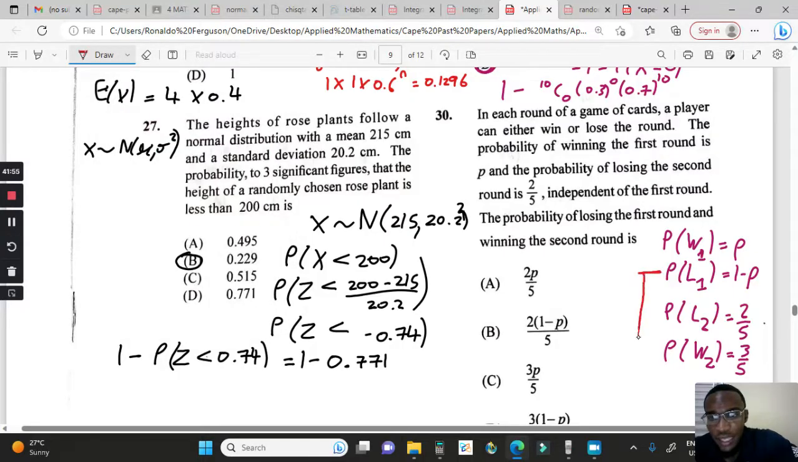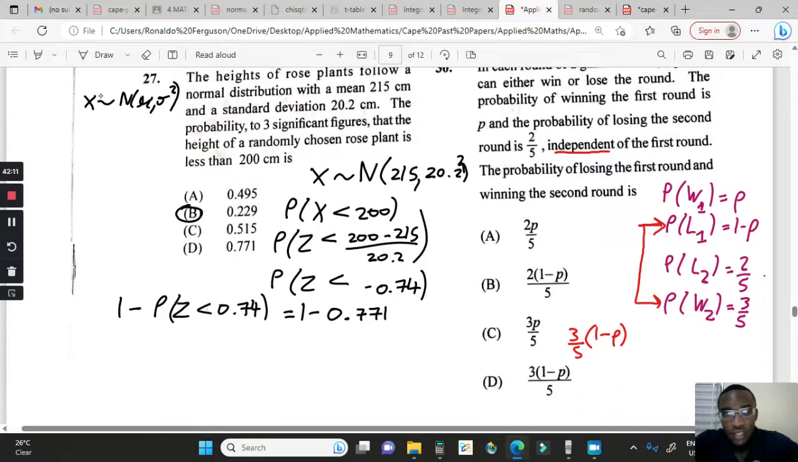And at the same time winning the second round. So these two operate, but they're independent. So we do what? Since it says it's independent, we multiply them. 1 minus P times 3 over 5. And that's our answer. Easy. So we're looking for 1 minus P times 3 over 5. It is clearly option D.